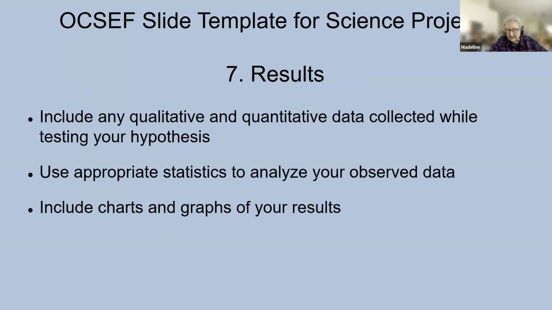Your results slide needs to include the data you collected during your experiment, the statistical procedure you used to analyze your observed data, and a test of whether the observed data could reasonably be observed under a null hypothesis of no difference. And you need to show charts and graphs of your observed data. Now, Dwight is going to show an example results slide that includes these recommended components. Next slide.